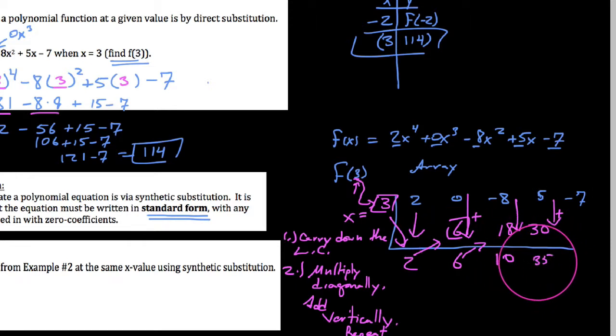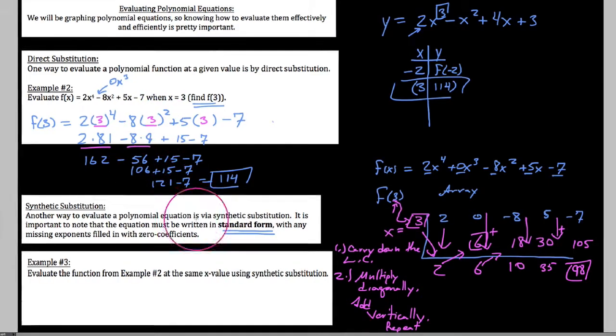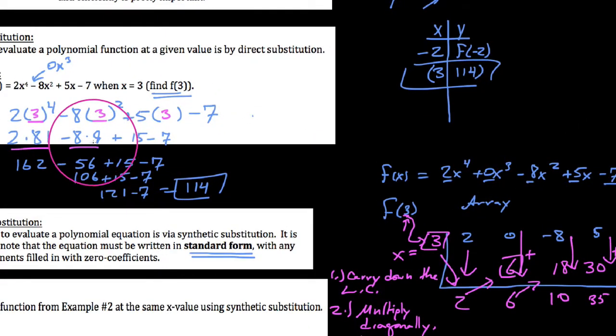35 times 3, we get, let's see here, it'd be 105. And 105 plus a negative 7 here, let's see, we get 98. So I think that I probably did some math wrong up here. Unfortunately, we say 2 times 3 to the fourth, 2 times 81 is 162. 8 times 9 here is 56. So let's see, 8 times 9 is not 56 here, right? We'd have 8 times 9 is 72.